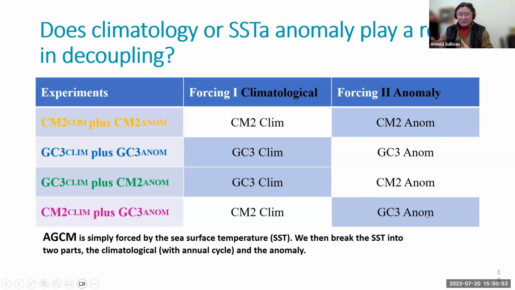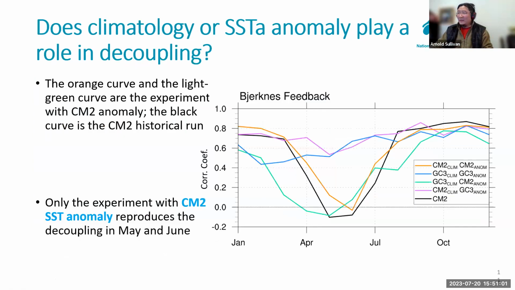And then all those SSTs we forced into our atmospheric model, to try to see what it looks like. And here's the result again, to show the Bjerknes feedback. So you can see the result is pretty simple. Only the one with the CM2 anomaly SST will cause the decoupling.